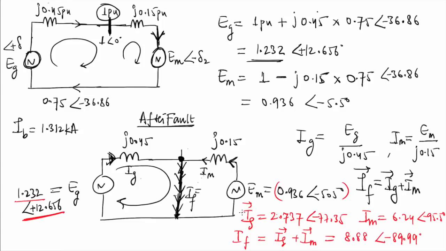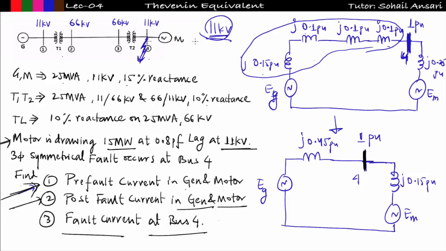Now if you want to find it in ampere, just multiply by the base current. The base current remains as it is before the fault as well as after the fault, because the base MVA is fixed and the base voltage is fixed. So always keep in mind in NAT type questions, numerical answer type questions, to check the unit of current. If the unit of current is per unit, take it as it is. If it is in ampere, you have to multiply with the base current to find the actual value of fault current, current flowing in the generator and current flowing in the motor. Got it? In this way we can solve this question.